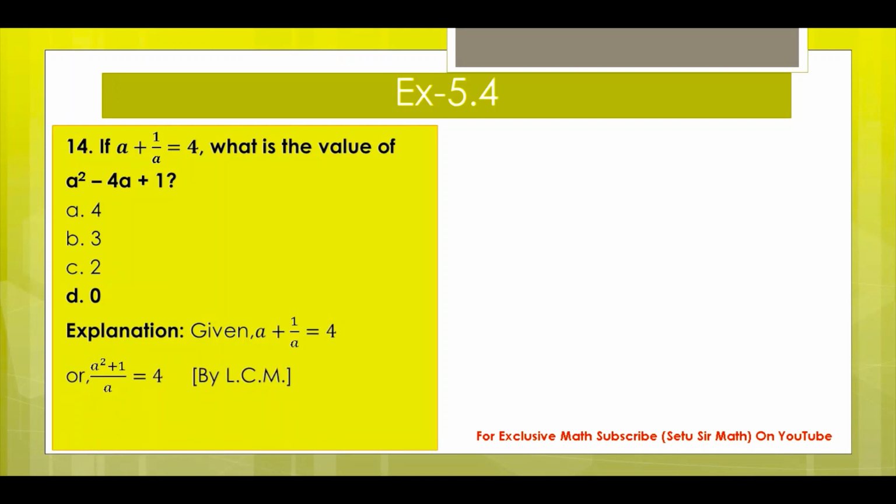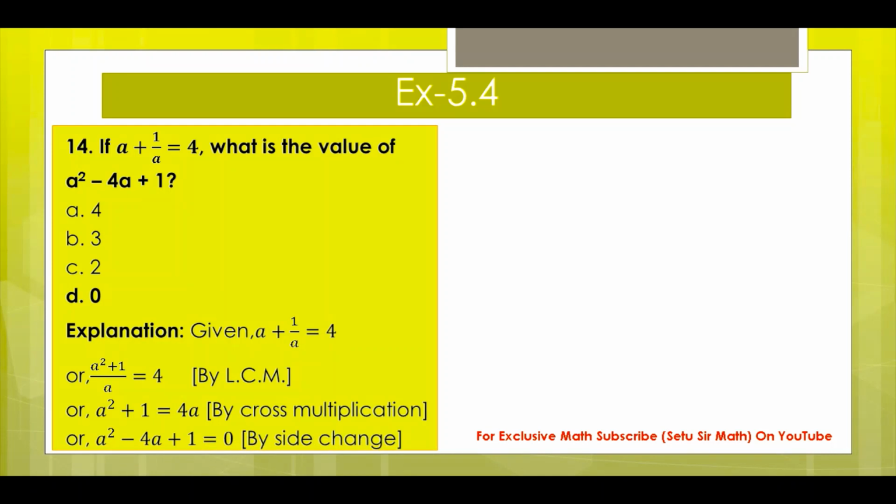Given a plus 1 by a equals to 4, we will do the LCM first. The LCM is a, and in here a square plus 1 equals to 4. Now we will do the cross multiplication. A square plus 1 equals to 4a, and we will do the side change. A square minus 4a plus 1, because in here 4a is positive, and if we make the side change of this, we will get minus 4a. So a square minus 4a plus 1 equals to 0 by side change. This is the desired value.